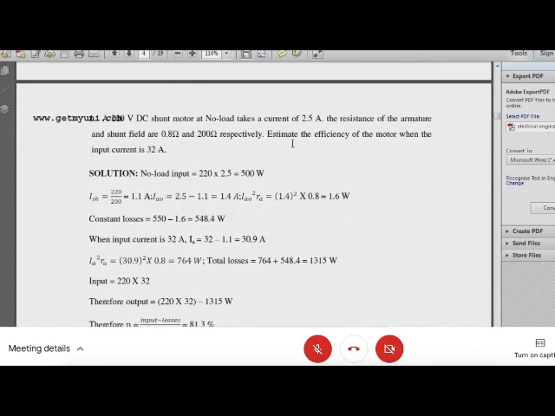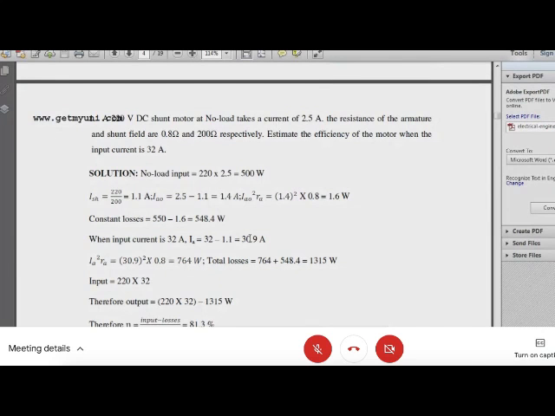Now, he says, estimate the efficiency of the motor when the input current is 32 amps. So, when the input current is 32 amps, the armature current in that condition is 32 minus 1.1, that is 32 minus the field current. That comes to 30.9 amp.